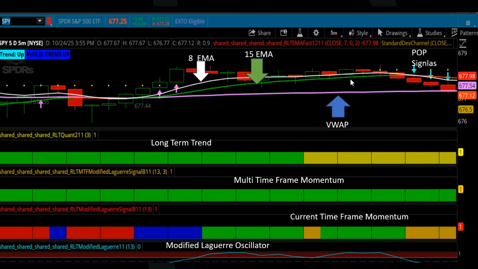And on the daily chart, we use the 15 EMA as well as some of the larger moving averages, the 50, the 100, the 200. And we also have these pop signals. These are pop out of the box signals. These indicate a compression break to the downside when they're blue and to the upside when they're pink. They're breaking out of compression.